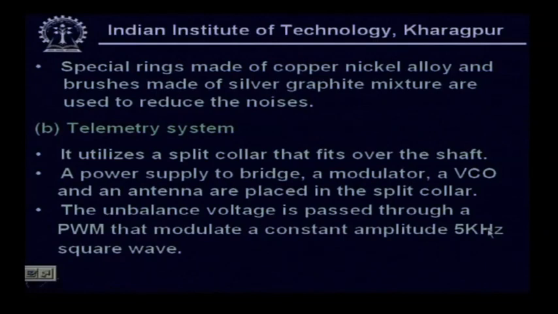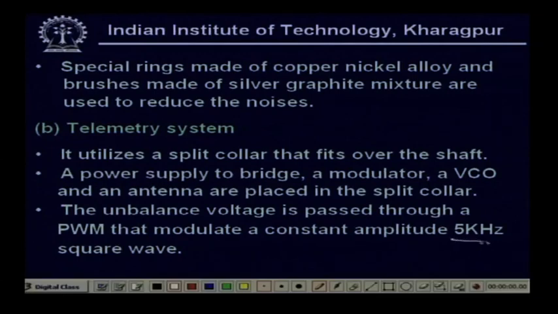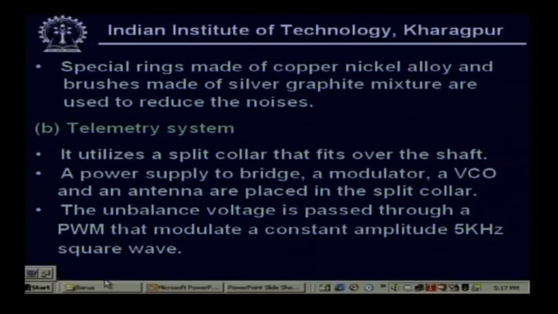The unbalanced voltage is passed through a PWM, pulse width modulator, that modulates a constant amplitude 5 kilohertz square wave. You see, this is a 5 kilohertz square wave. Now, what is this actually? You see that the unbalanced voltage is coming.